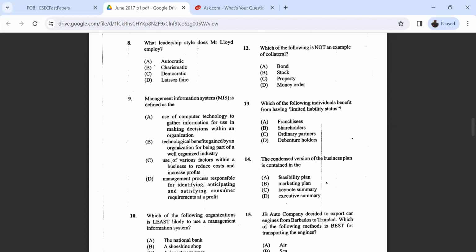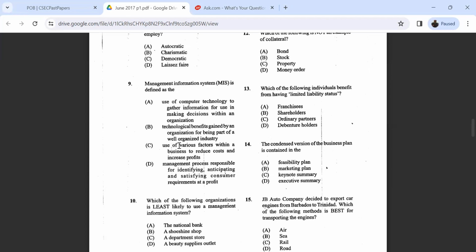Number 9, Management Information Systems, or MIS, is defined as: A, the use of computer technology to gather information to use in decision-making within organizations. B, technological benefits gained by an organization for being part of a well-organized industry. C, use of various factors within a business to reduce costs and increase profits. Or D, management process responsible for identifying, anticipating and satisfying consumer requirements at a profit. This should be easy. Which one sounds like it? Take a guess. A, right? Correct. The use of computer technology to gather information for decision making within the organization.